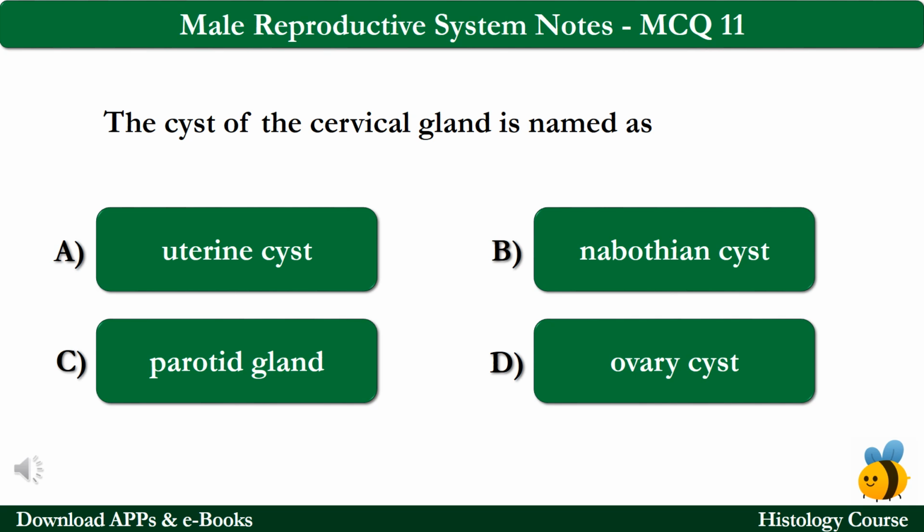MCQ number 11. The cyst of the cervical gland is named as option A uterine cyst, option B Nabothian cyst, option C parotid gland, and option D ovary cyst. The correct answer is option B, which is Nabothian cyst.